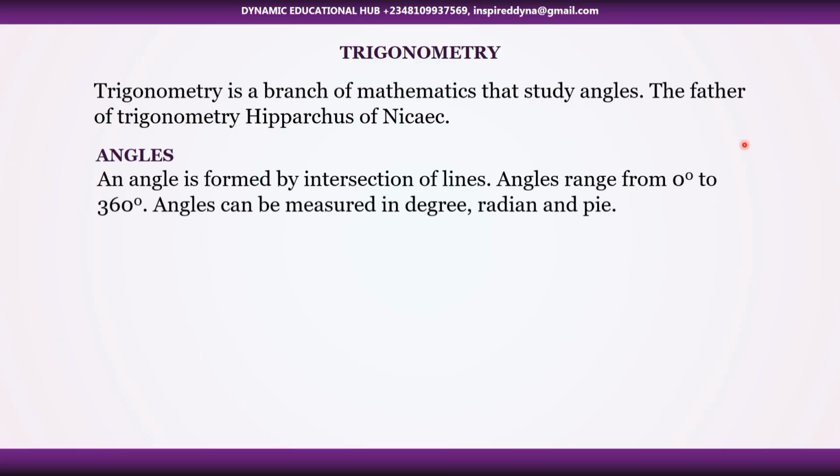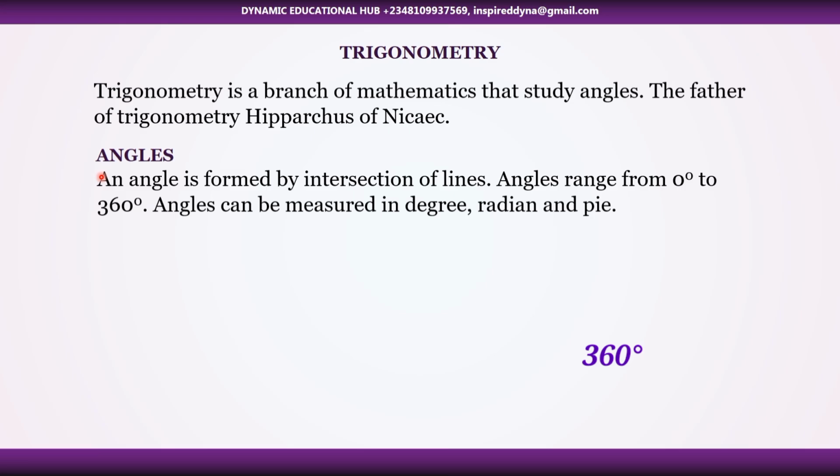What is an angle? An angle is formed by the intersection of lines. Angles range from 0 degrees to 360 degrees. You can have an angle that is more than 360 degrees. Any angle that is more than 360 degrees is a multiple of angles between 0 degrees and 360 degrees. For instance, 720 is a multiple of 360. Traveling around a circle, a complete circle is 360 degrees. So anything that is beyond 360 degrees means that you are adding 360 again.